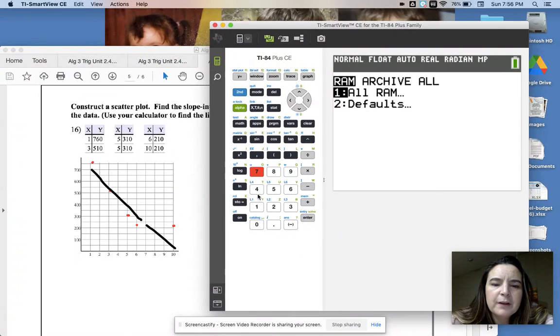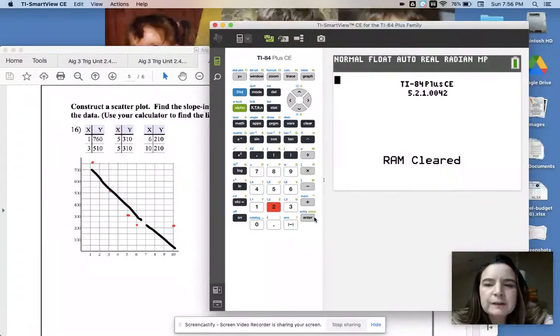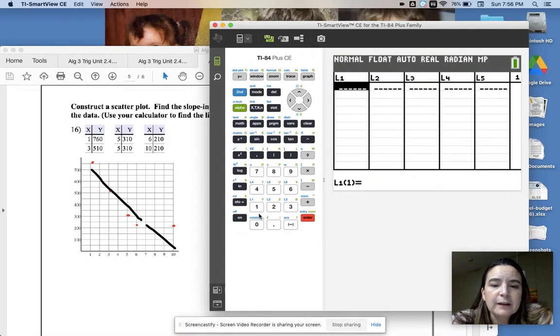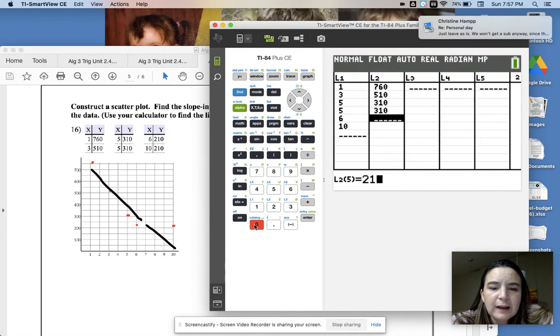All right, so I'm just going to clear it out. Second plus sign, 7, 1, 2. My apologies. In order to do these problems, the first thing we're going to do is hit stat. We're going to enter into edit, and we're going to put our data in there. So I have 1, 3, 5, 5 again, 6, 10. Okay, next row over: 760, 510, 310, 310, 210, whoops, sorry.